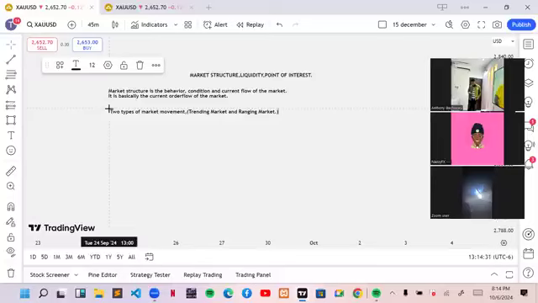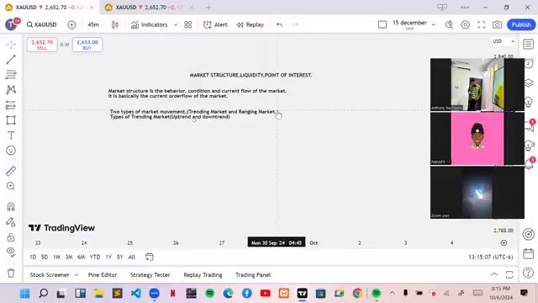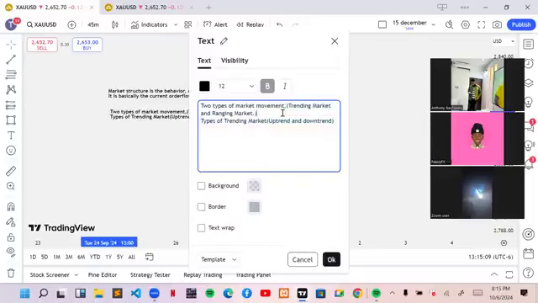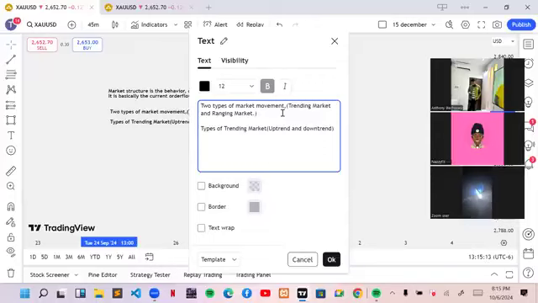So market structure is the behavior, the condition, and the current flow of the market. It's basically the current order flow of the market. And there are two types of market movements: a trending market and a ranging market. For the trending market, there are two types: the uptrend and then the downtrend.